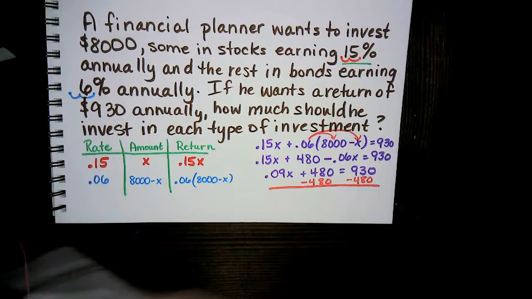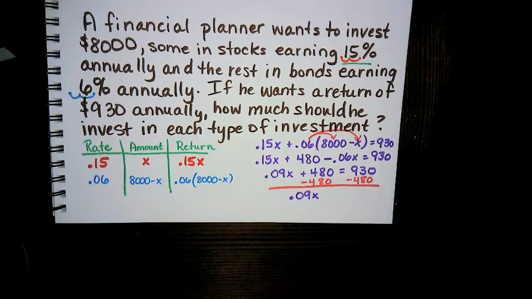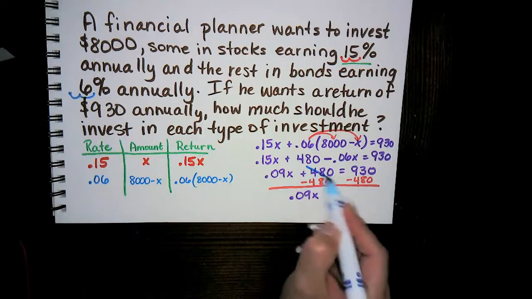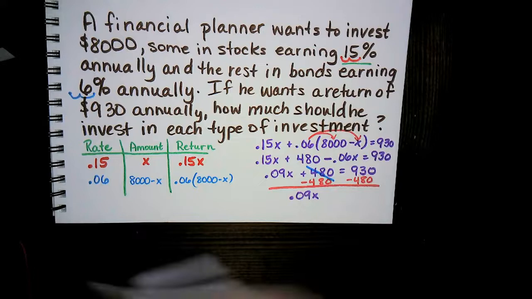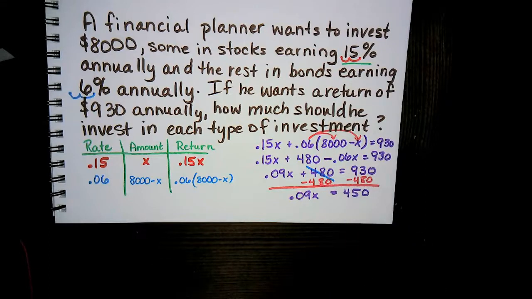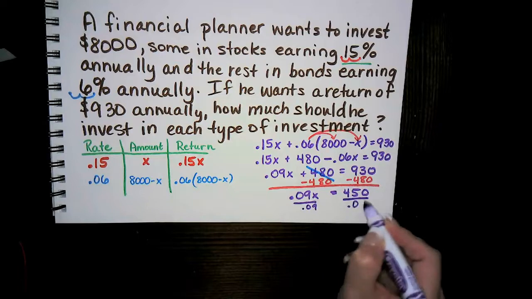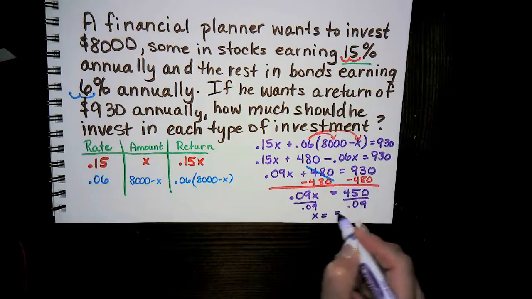And that leaves me with 0.09x. My plus 480 and minus 480 cancel each other out, and I'm left over here with 450. Now, how do I get that 0.09 off of the x? Remember, it's being multiplied times the x. So we do the opposite of multiplying by 0.09, which is to divide by 0.09. We do that on both sides, and we get that x equals 5,000.